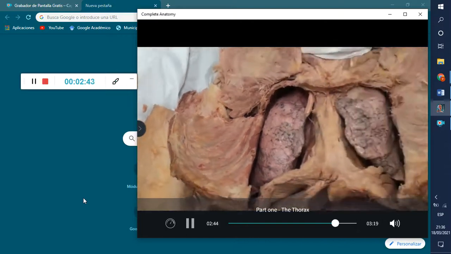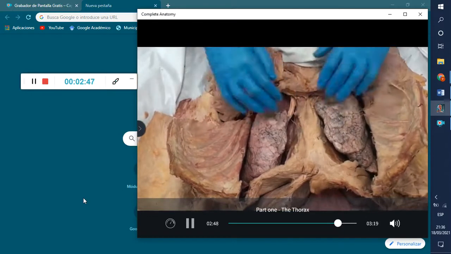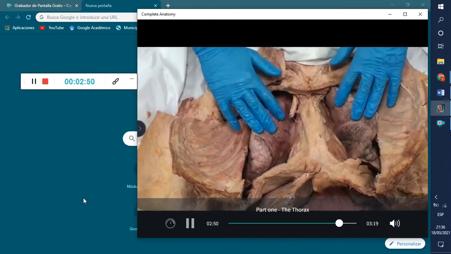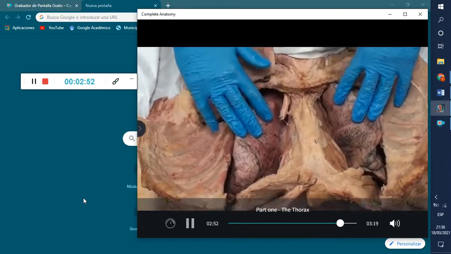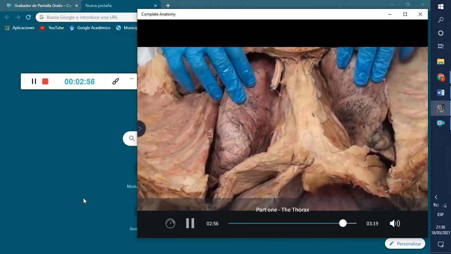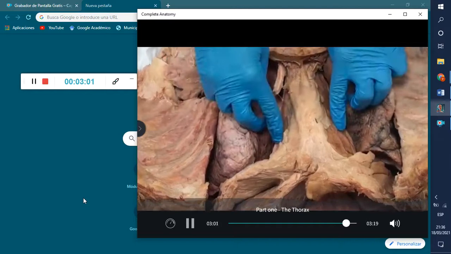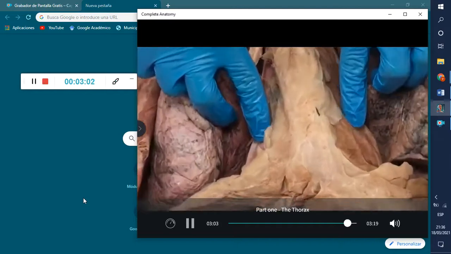Returning to the thoracic cavity, we see the left and the right lung. Reflecting these laterally, we see the mediastinum, which is a central compartment of the thoracic cavity. It contains many of the important structures apart from the two lungs. Inside the mediastinum, we see the heart here, encased in its fibrous pericardium.